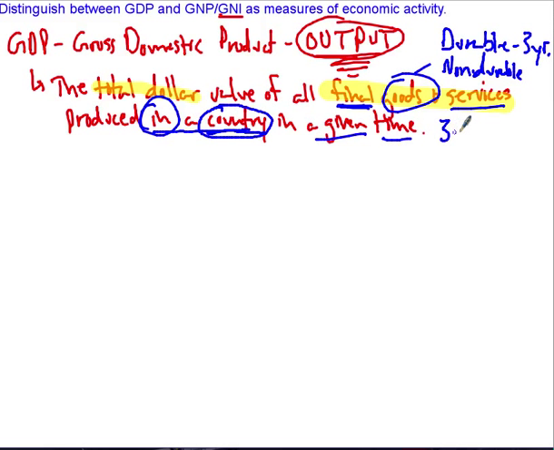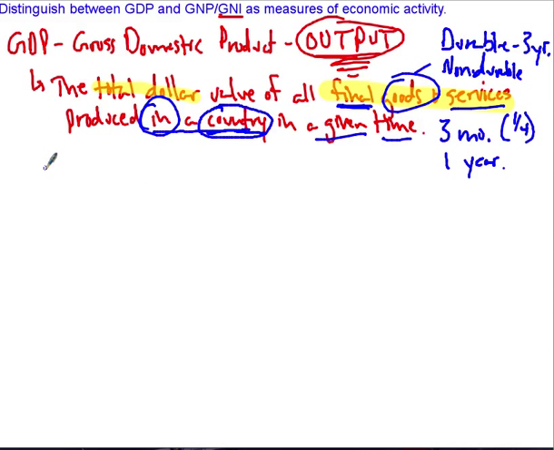And so, like I say, this is either every 3 months, which is every quarter, or this is measured typically once a year. So when we look at GDP numbers, you'll see quarterly GDP or yearly GDP. All right, and so that's the technical definition.